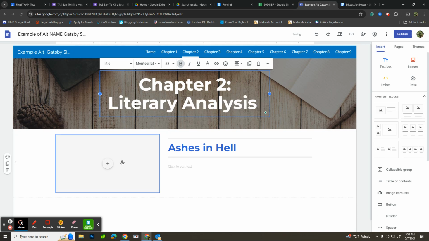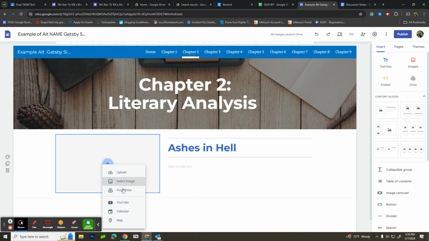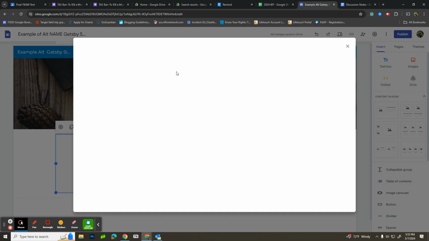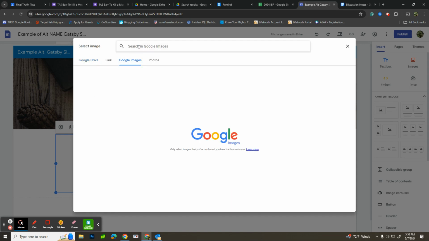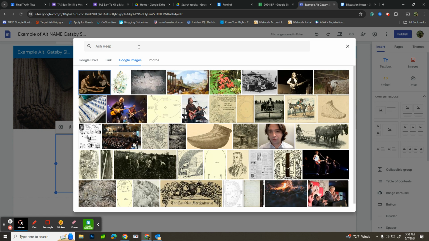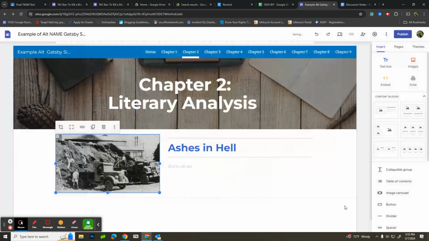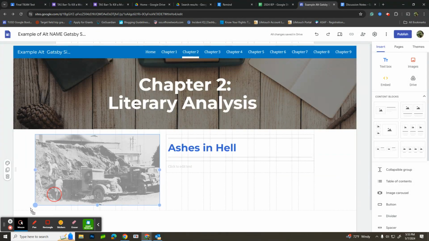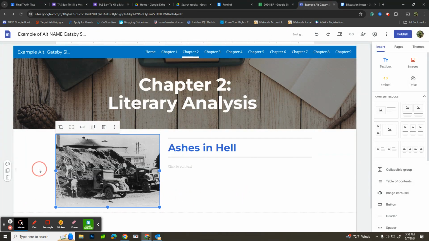And I'm going to go over here, and I'm going to again grab an image, go to Google Images, and I'm going to say ash heap. And it actually shows pictures of ash heaps and people trying to live in ash heaps. This one is perfect. I'm going to insert it, and it's going to make it a little bit bigger for my page. And there we go.